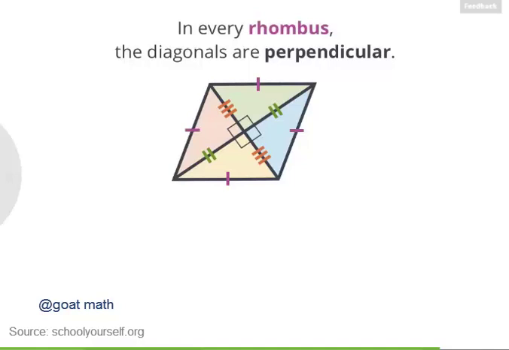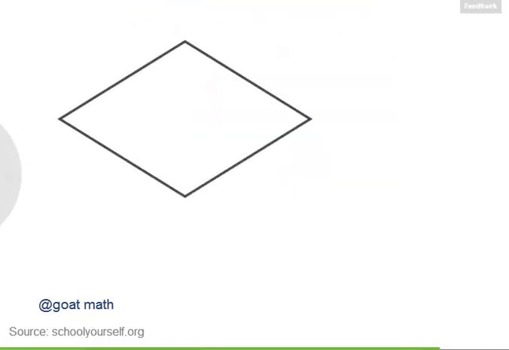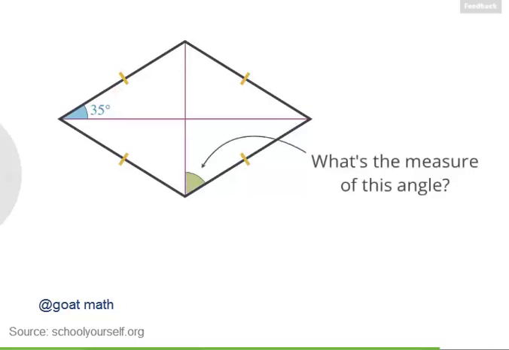Nicely done. Finally, try using this fact to solve a sample problem. Here's a rhombus, and let's draw in its 2 diagonals. Suppose this angle over here measures 35 degrees. Then what's the measure of this angle down here?